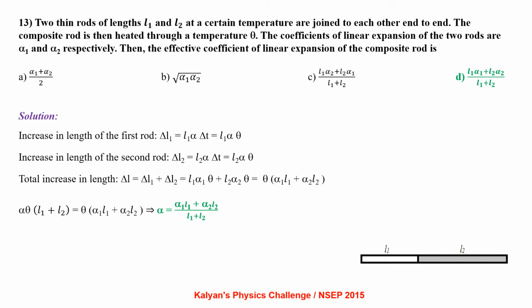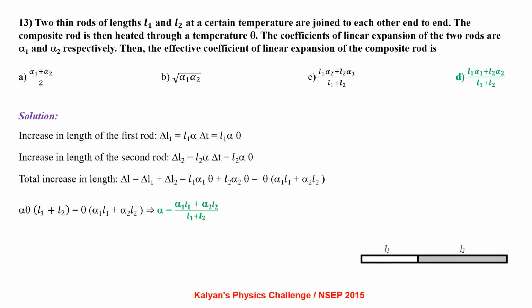Two thin rods of length L1 and L2 at a certain temperature are joined to each other end to end. The composite rod is then heated through a temperature theta. The coefficients of linear expansion of the two rods are alpha 1 and alpha 2 respectively. Then the effective coefficient of linear expansion of the composite rod is.